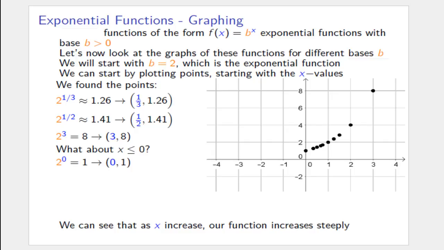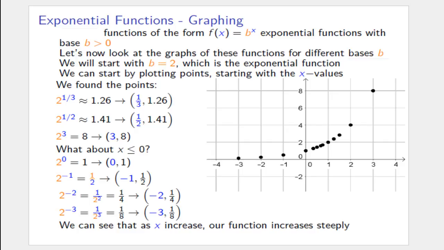Starting with x equals 0. 2 to the 0 is just 1, so we get the point 0, 1. This is our y-intercept. 2 to the negative 1 means 1 over 2 to the 1, or 1/2, so we get the point negative 1, 1/2. And 2 to the negative 2 is 1 over 2 squared, which is 1 over 4. Giving the point negative 2, 1/4.